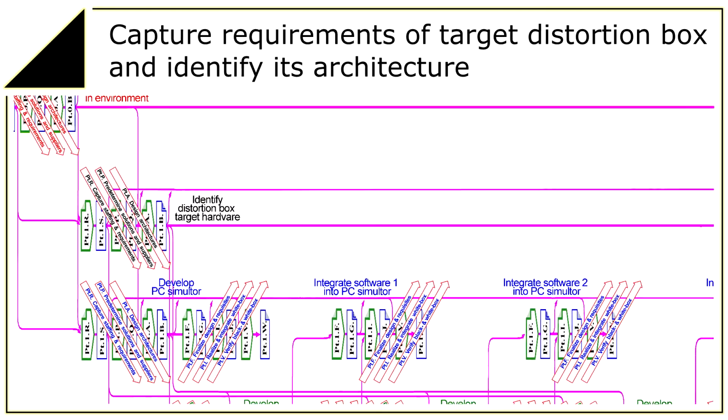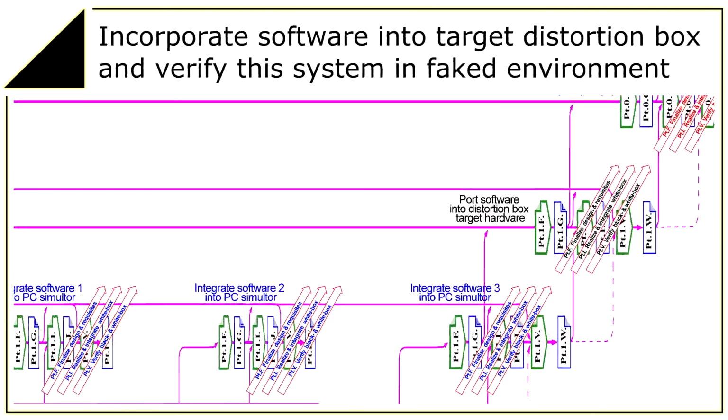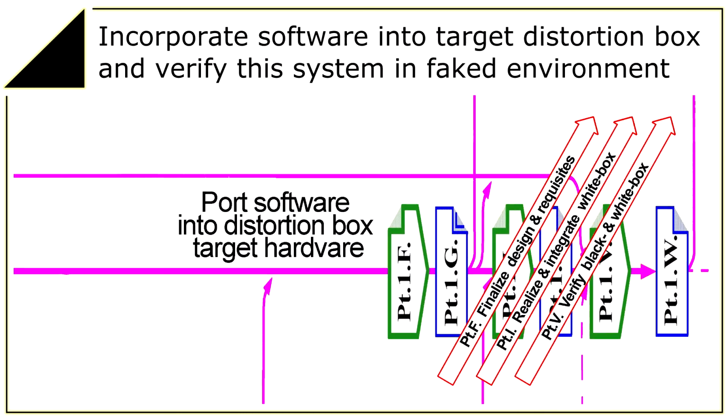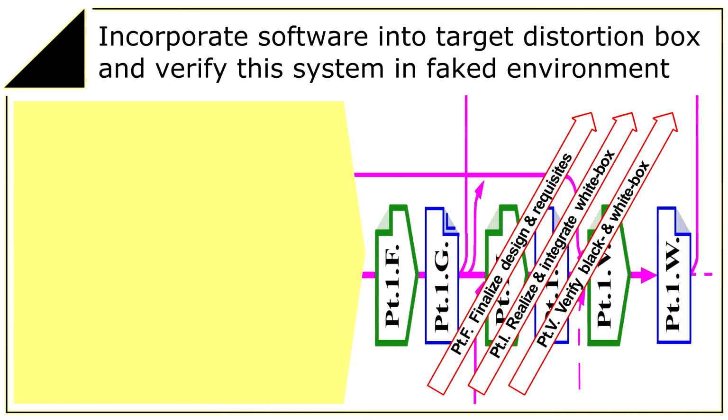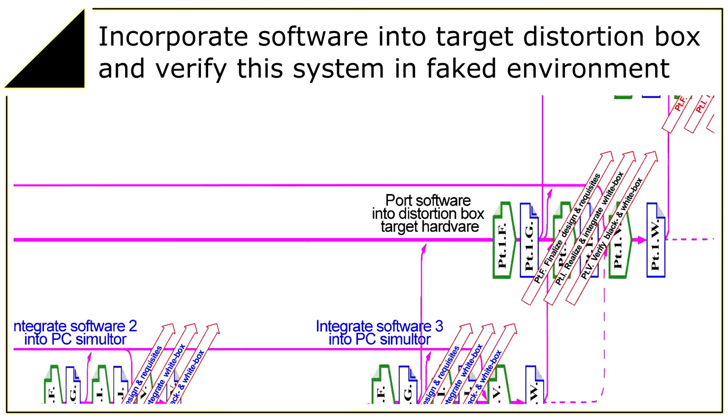Now, let's move over to the right leg of the target distortion box nesting level. We are now at the end of the distortion box development. Here the target distortion box is integrated by assembling all electronics and loading the software to a permanent memory. The figure shows integration activities and the verification of the distortion box when distortion is not activated.